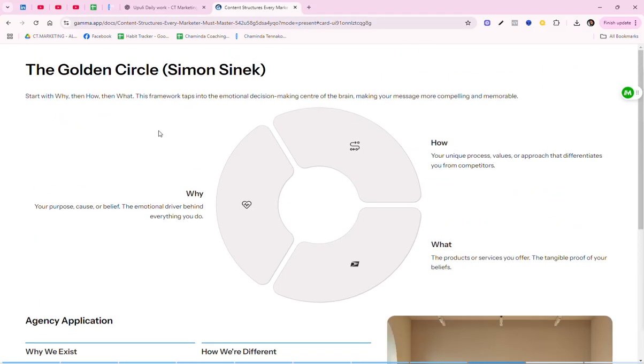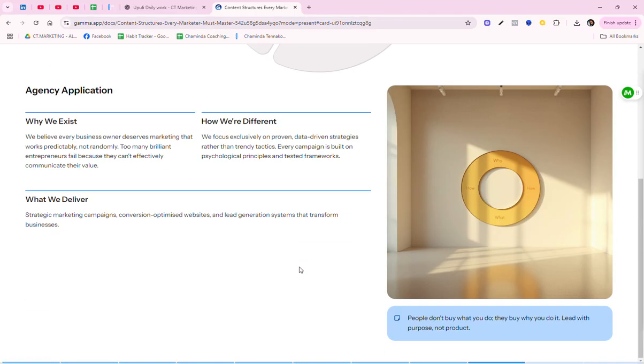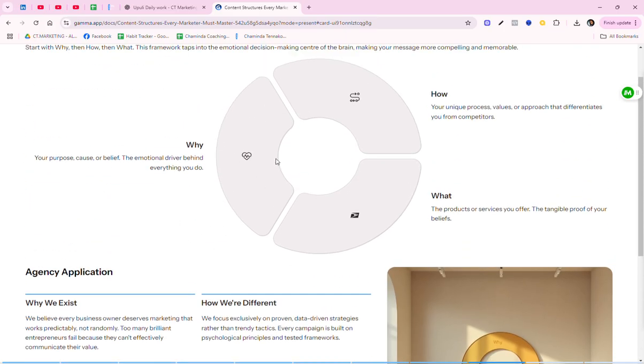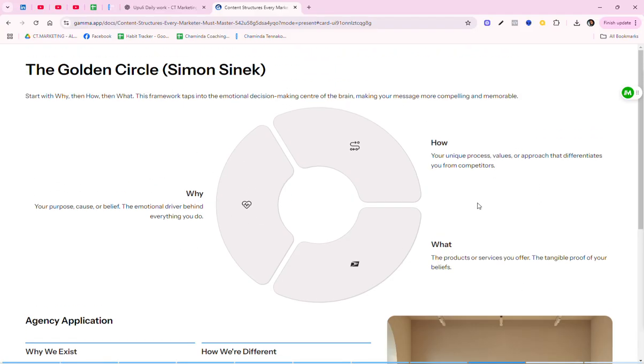The other one is the golden circle. This is a concept from Simon Sinek. Start with why, then how, then we show the what. So people mostly connect with the why. Like he talks about the example with Apple. So Apple had a different why. So that's why they got so much attention.